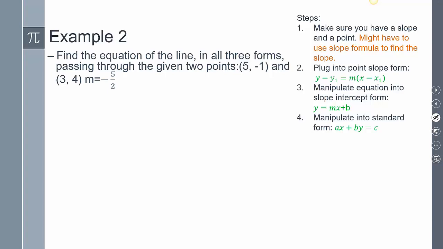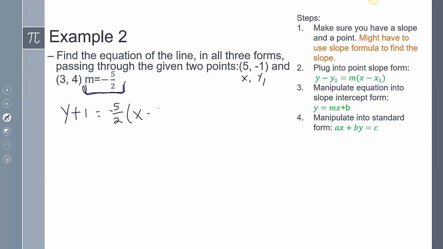Next one here says find the equation of the line in all three forms. I'm skipping a step and I gave the slope. So the slope is negative 5 halves. So I can plug it in. y minus, we'll say this is x1 and y1, so my y minus y1 equals my m times x minus x1. So then I can distribute. So I get y plus 1 equals negative 5 halves x and then plus 25 halves.